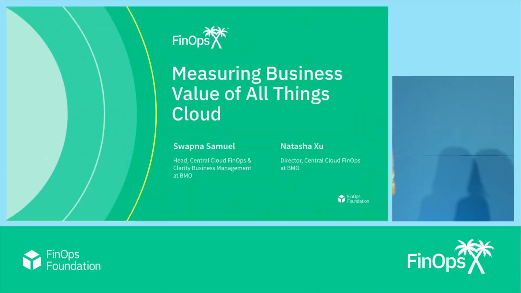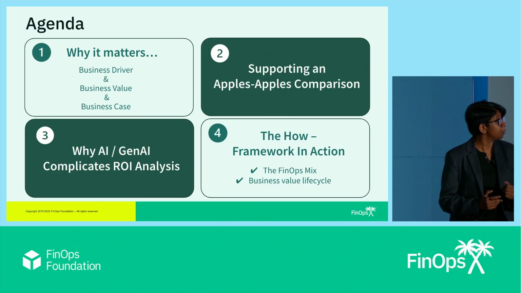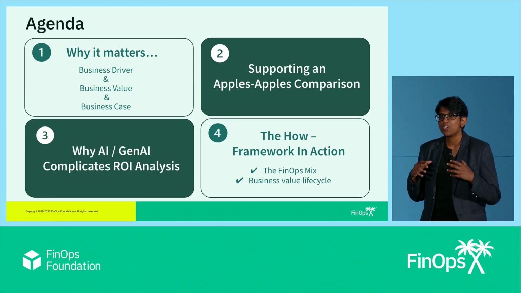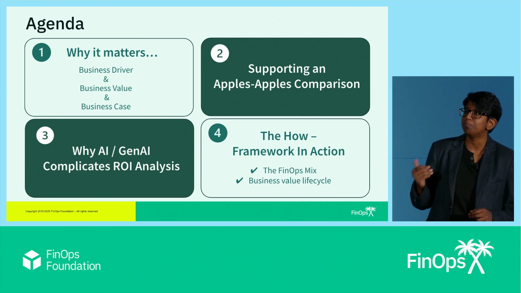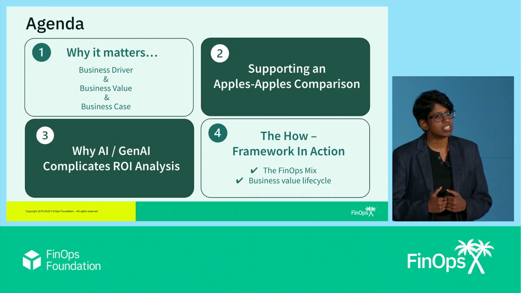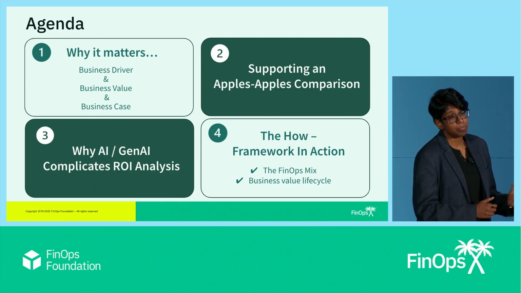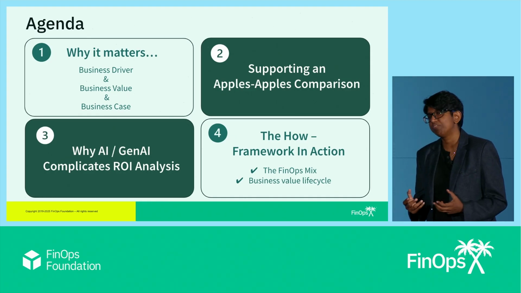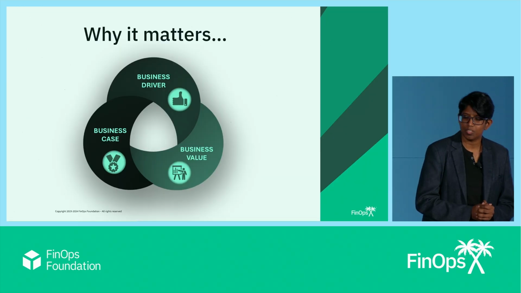What we will do is talk through the key four bucket items that we're looking at for the agenda. The first thing we want to do is talk about why this matters. Why does business value matter? We're going to look through three key components: the business driver, the business case, and then the business value. The second is how best we can support an apples-to-apples comparison. What does that mean? The third, the fun part: why does AI and GenAI complicate this whole thing? And of course, the meat of it all is the how. What does a framework in action really look like? So let's dive into this.